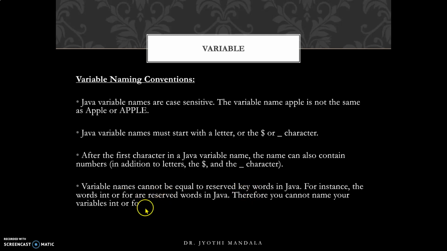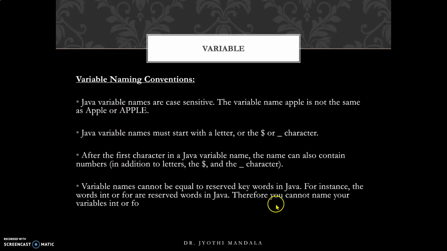Now coming to the fourth rule, we should not use the reserved keywords as a variable name. So we have some keywords in our Java programming language. Those keywords should not be used as a variable name, because those keywords have their own predefined meaning. So we should not use them as our variable name. So for example, int is a keyword, and that word should not be used as our variable name. Got it? So these are some of the rules that need to be followed whenever we are giving a variable name.